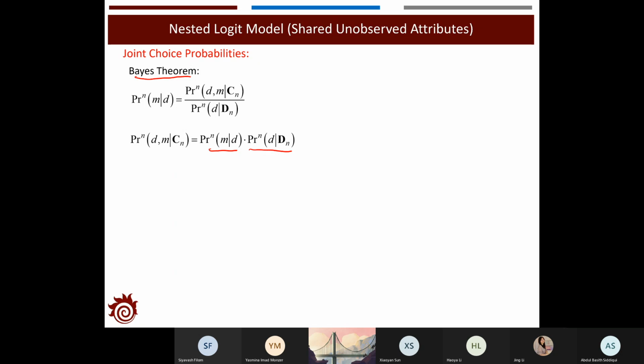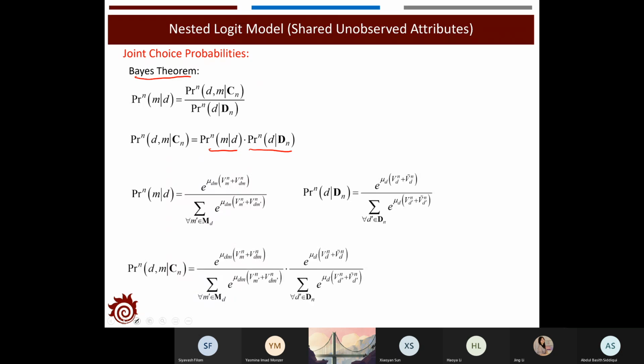So we already derived the formulas for these two. So with that we can get the joint probability as shown in this equation. It's quite complicated, and again we also need to use this one to calibrate the nested logit model. So that's all the background information about the nested logit model.